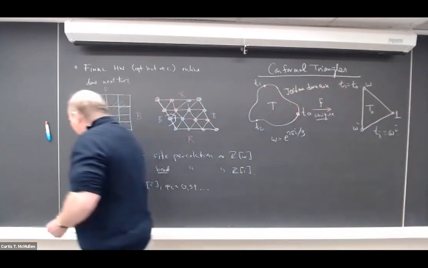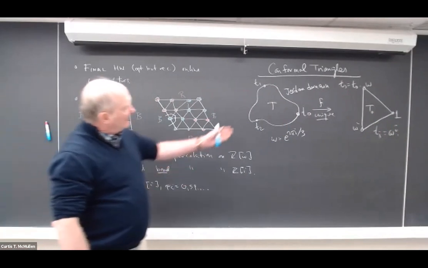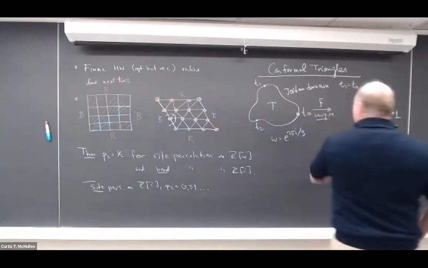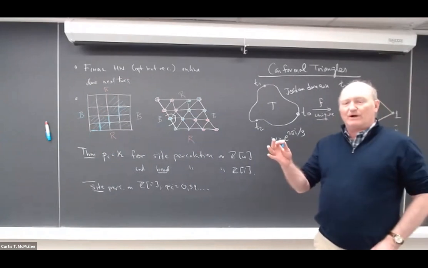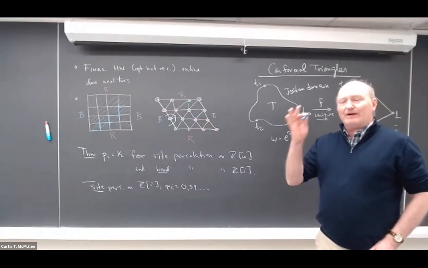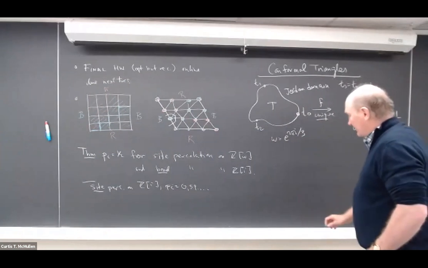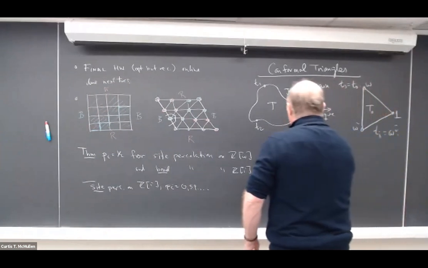Now, the beautiful thing about a triangle, either a conformal one or the standard one, is it comes with a natural coordinate system on it. 3 real coordinates. They're called barycentric coordinates.